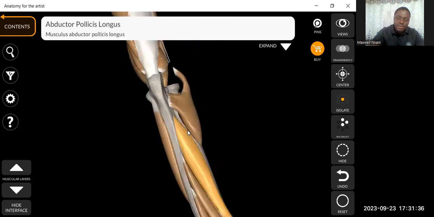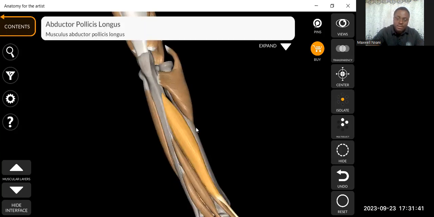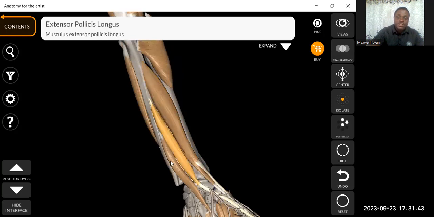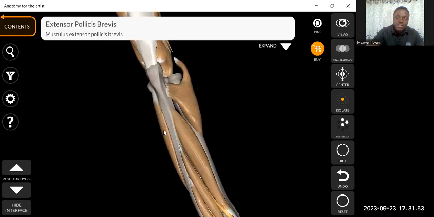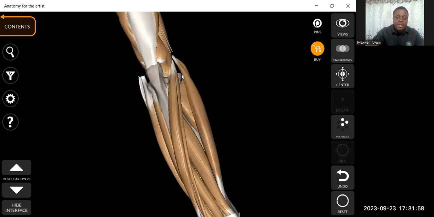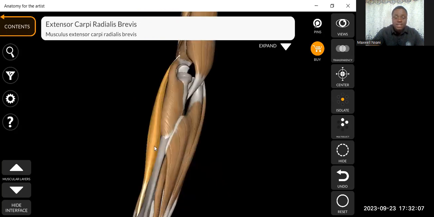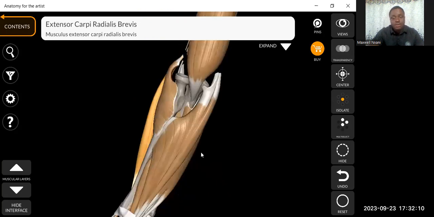So posteriorly, this is that abductor pollicis longus muscle I talked about. This is your extensor pollicis longus, extensor indicis, and then extensor pollicis brevis. These are the muscles from the posterior aspect of these bones. All right. Then the extensor carpi ulnaris, extensor digiti minimi, and extensor carpi radialis brevis, they don't attach anywhere on these two bones. So we're not going to talk about those ones.